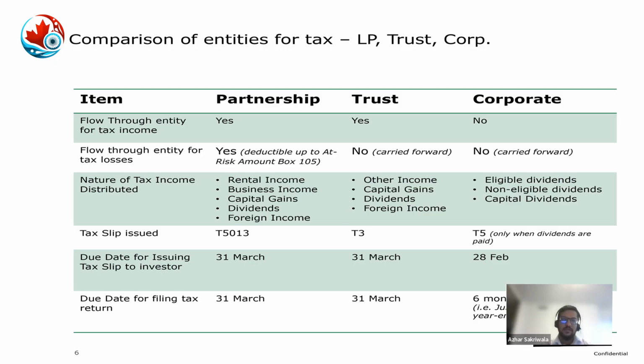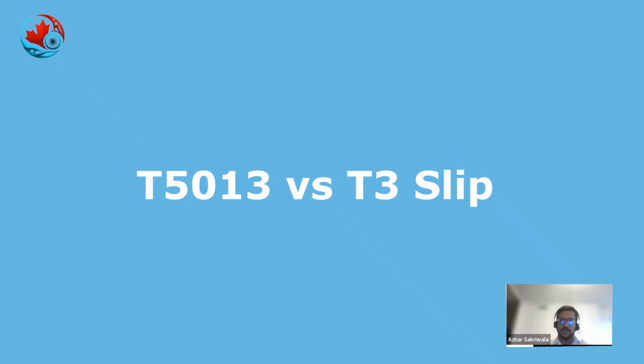Tax slips issued would be T5013, T3, and T5. Due dates for partnerships and trusts is 31st of March. For a T5, it's 28th of Feb. And the due date of filing the tax return is 31st of March for partnerships and trusts, and 6 months from the year end for corporations.